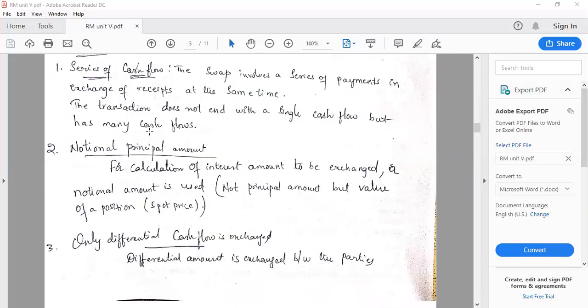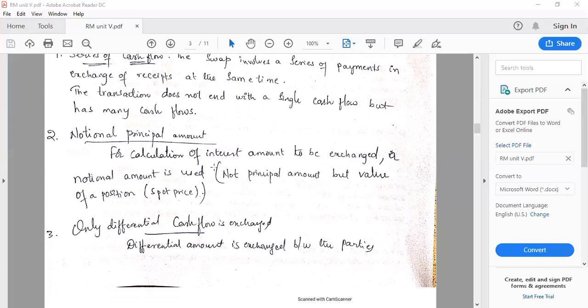And the second one is notional principal value. Notional principal value is nothing but the amount that is to be exchanged at that particular point of time. Okay, it is not the principal amount. Principal amount means the amount at which we agreed to exchange, but for the notional principal amount, the present value, the spot value of that money, will be considered. That will be the major criterion that we consider whenever we are calculating the interest rates to be exchanged between the parties. Okay, so that is notional principal value.